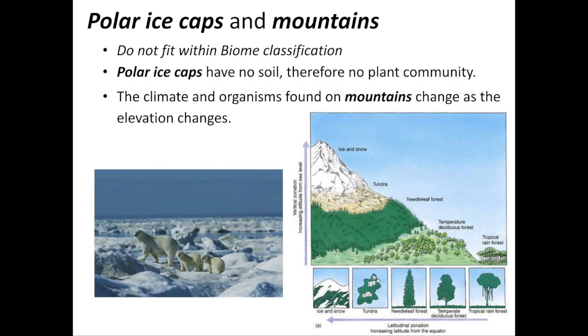All right. So last little thing to look at is, like we saw in that chart, there's some places with permanent ice. So polar ice caps, they don't actually fit within the biome classification. There is no soil, so we can't have a plant community that grows in a place that is covered with ice year round. So those we don't consider as biomes. And then the climate and organisms found on mountains change as the elevation changes.